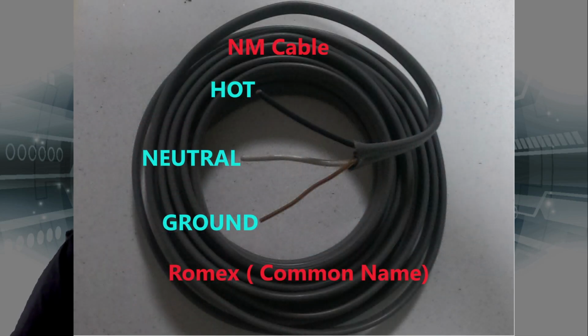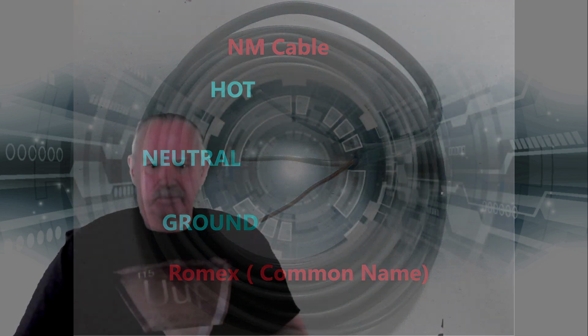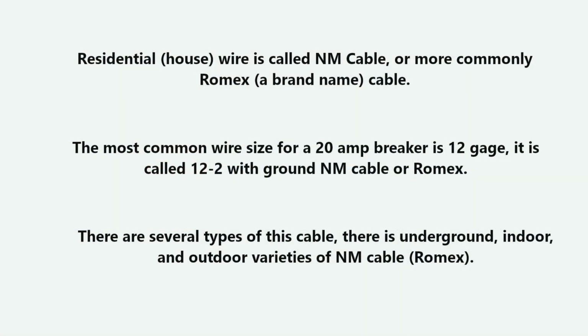Let's talk a little bit about the kind of wire that we use in a home or residential wiring. It is called NM type wire, or Romex, which is a name brand, but it's the most common name used for this type of wire.